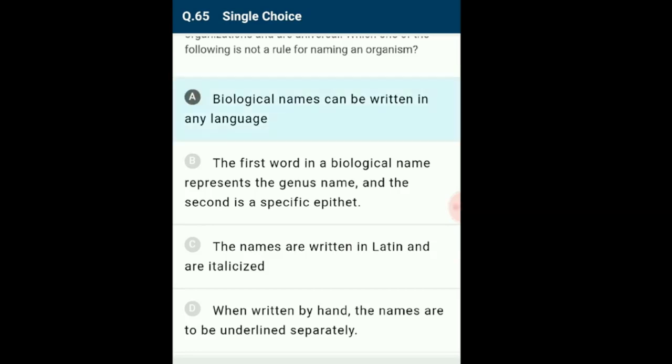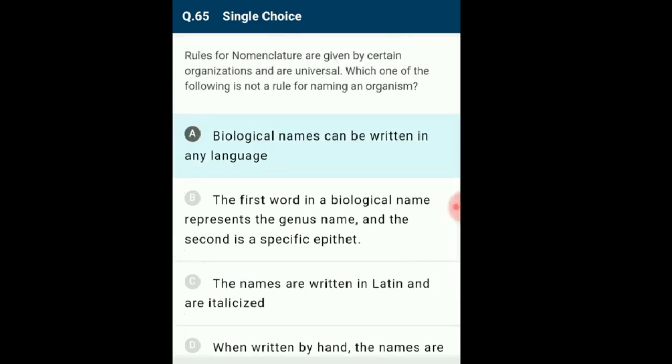Biological names can be written in any language. So that is the incorrect statement.